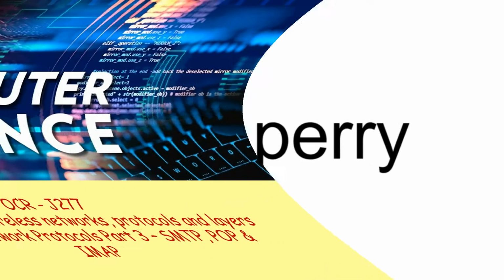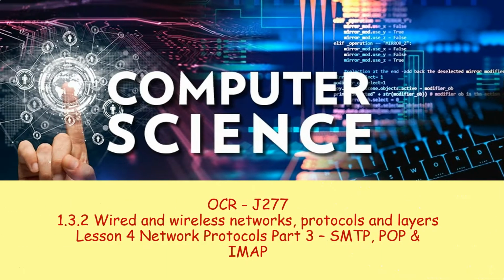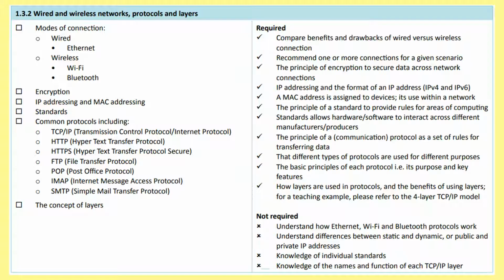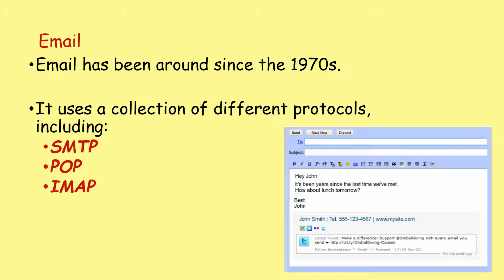Hello and welcome to lesson 4 in our series on wired and wireless networks, protocols and layers. Today we're going to finish off looking at protocols by looking at SMTP, POP and IMAP. Sounds fun. As you can see, we've done most of the protocols already. Don't need to worry about those. But today we've just got the final series to get through. So it's all about email today.